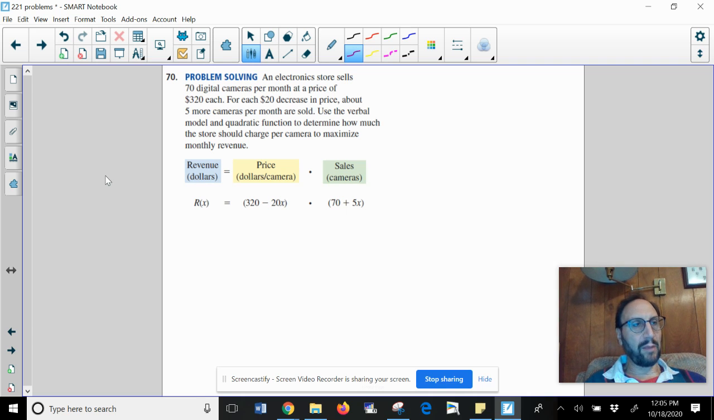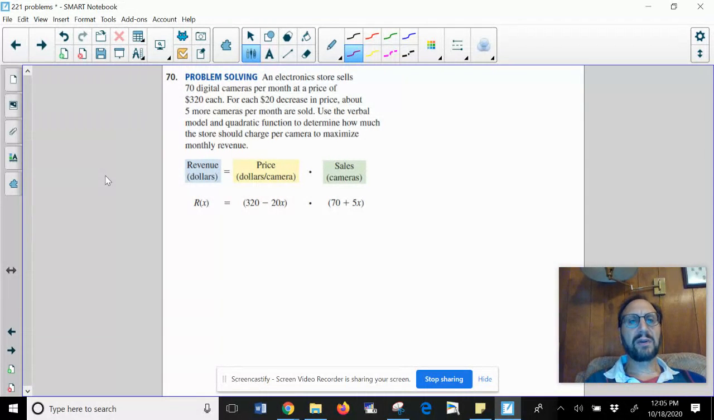So this is problem set 221 from Algebra 2 Big Ideas, number 70. And this one, I think we'd like to understand what it's talking about before we actually do the problem, because there's a lot of problems just like this that give us a quadratic, and it would be nice to find the maximum or minimum or whatever we need for it.